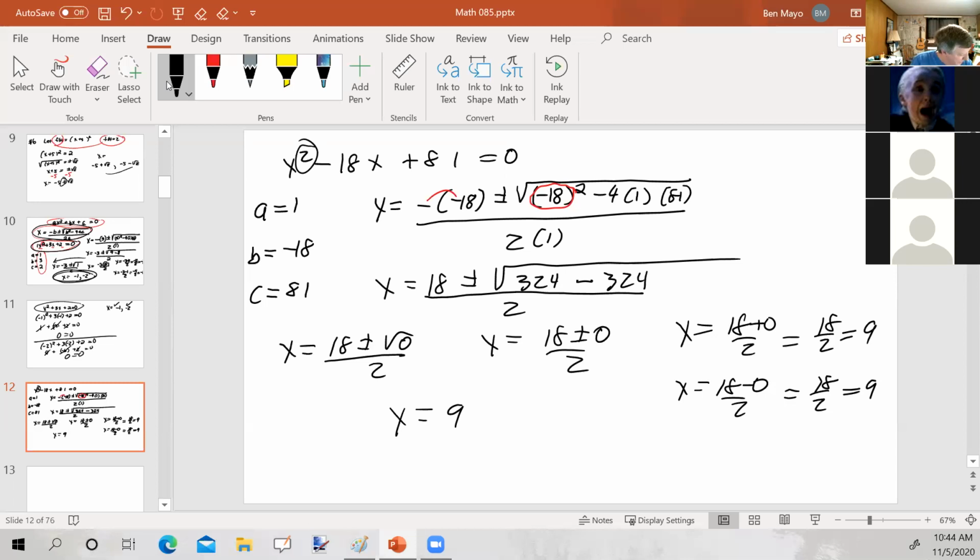This author says a repeated solution. Okay. Repeated. I can't read my own writing there. Any questions there? All right. Another example coming up.